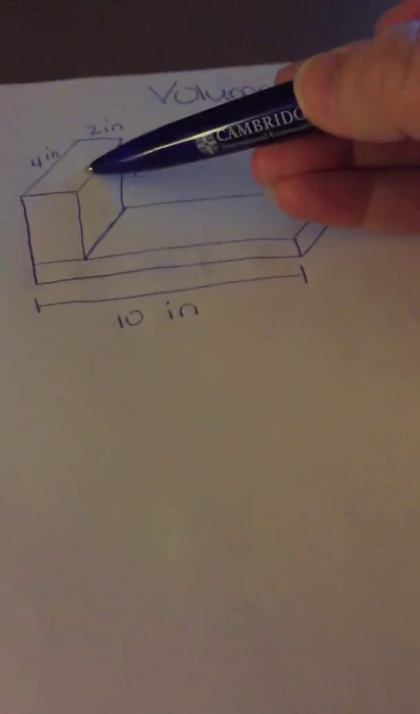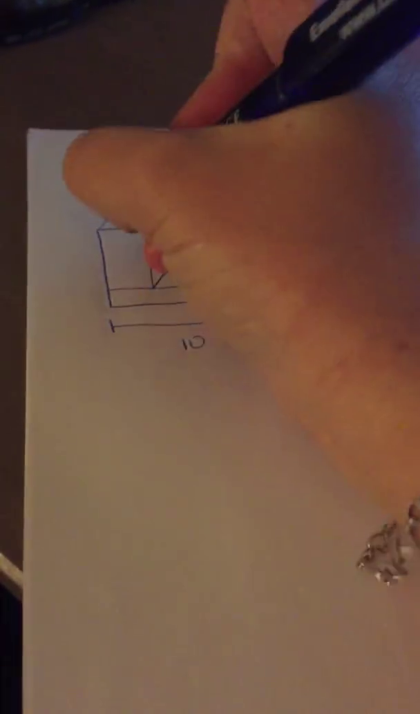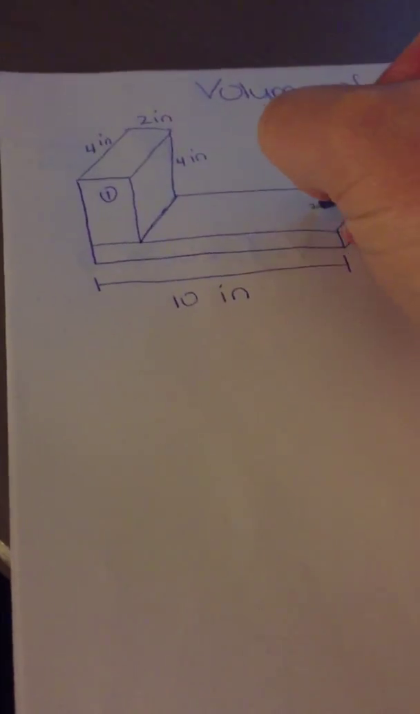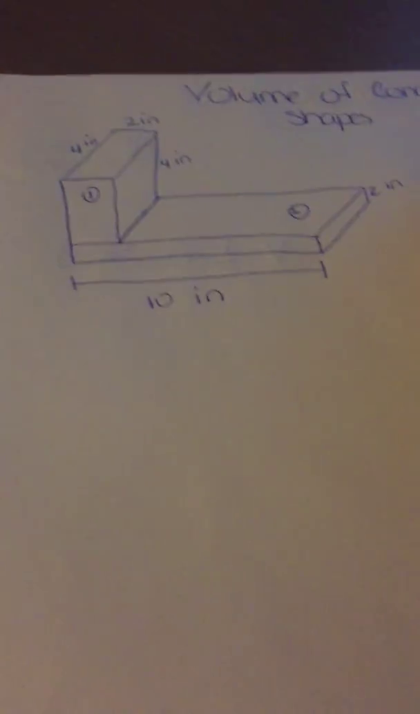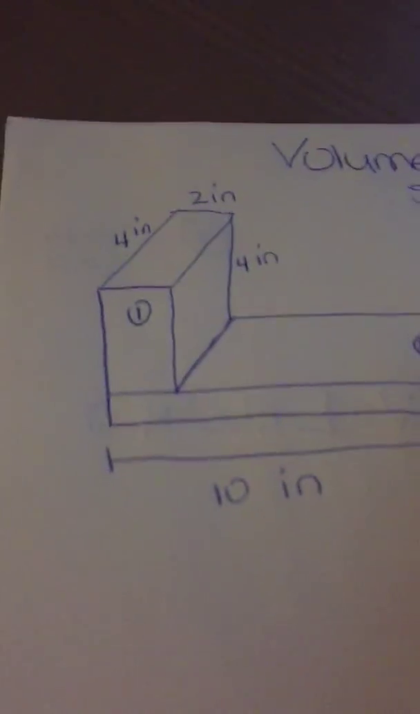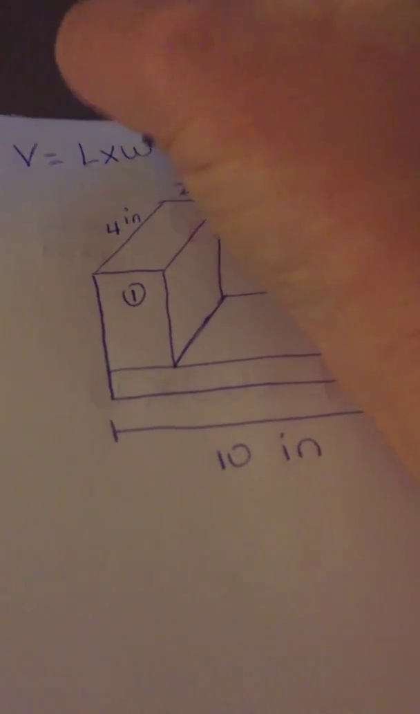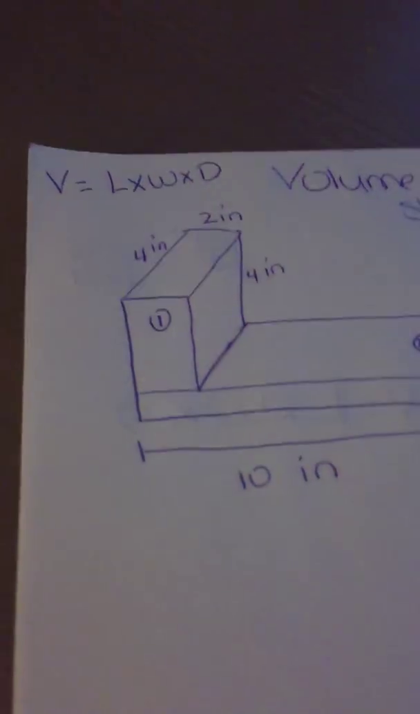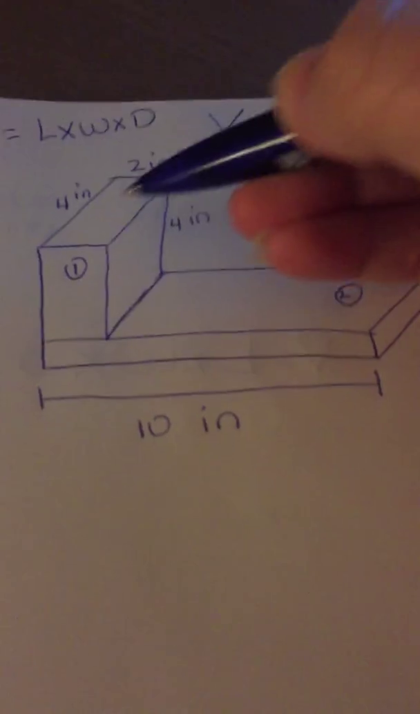To find the volume of the entire shape, we need to find the volume of each piece separately, and then we're going to add them together. I like to label my pieces, shape 1, shape 2, just to keep myself organized. And out to the side, first I'm going to find the volume of shape 1. So when we're finding volume, we have to think back to our volume formula, which was length times width times depth, or we could say length times width times height. So we need to find our three dimensions.